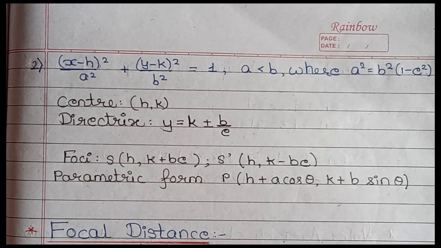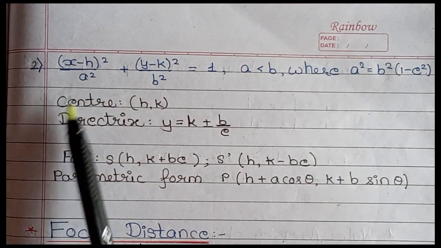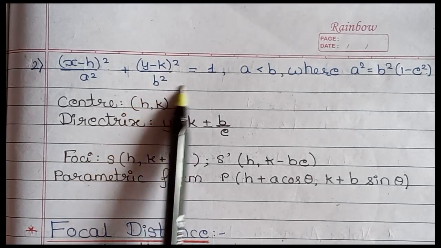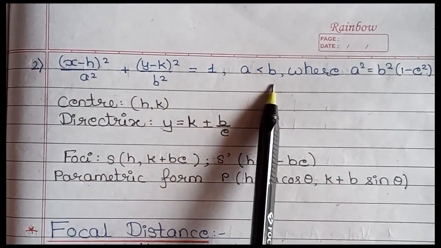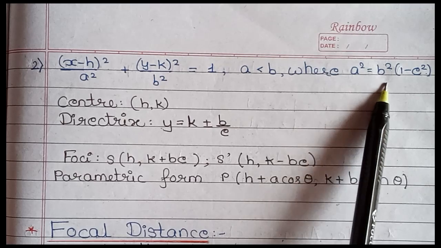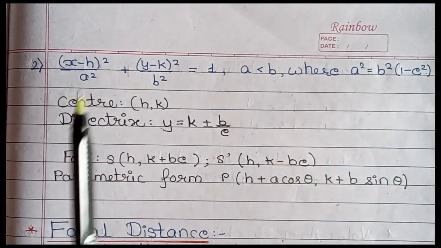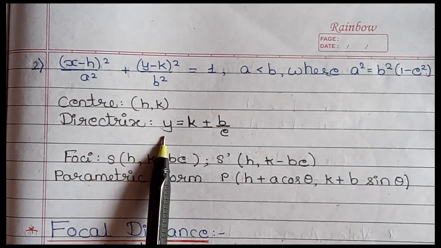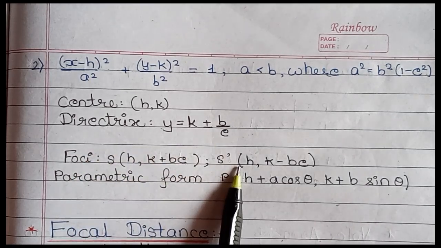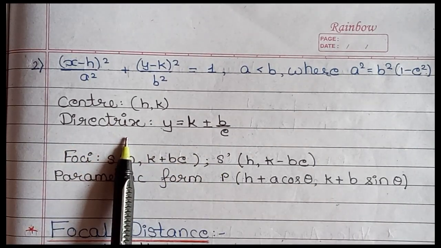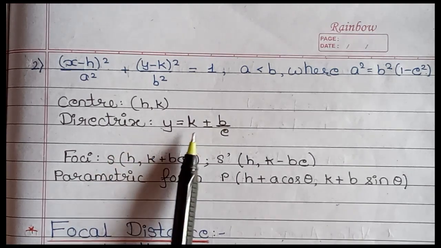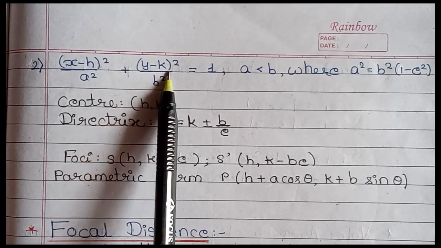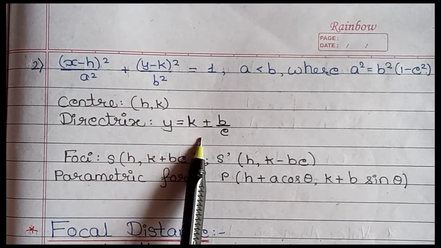Next we will learn about the vertical ellipse, which is x minus h the whole square by a square plus y minus k the whole square by b square is equal to 1, where a is less than b and a square is equal to b square into 1 minus e square. The center point here is h comma k. The directrix here will be y is equal to k plus minus b by e. In case of a standard vertical ellipse, there was y is equal to plus minus b by e, but since here the y point has center k, k will be added.